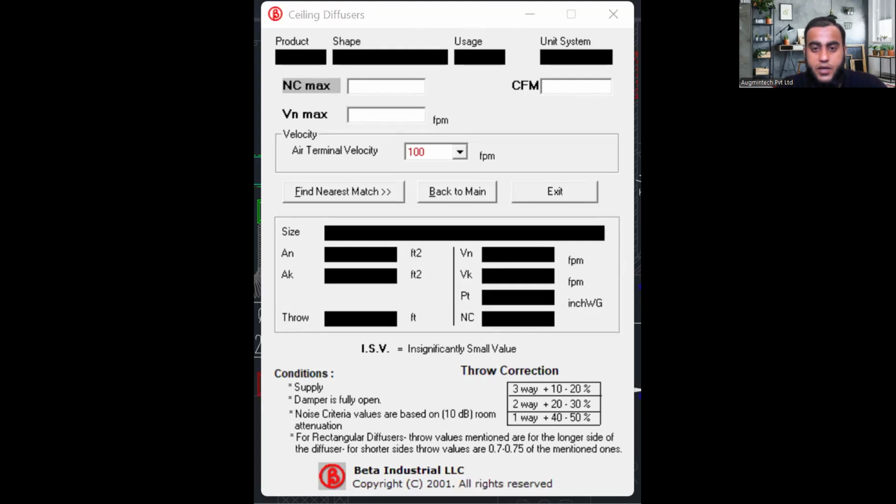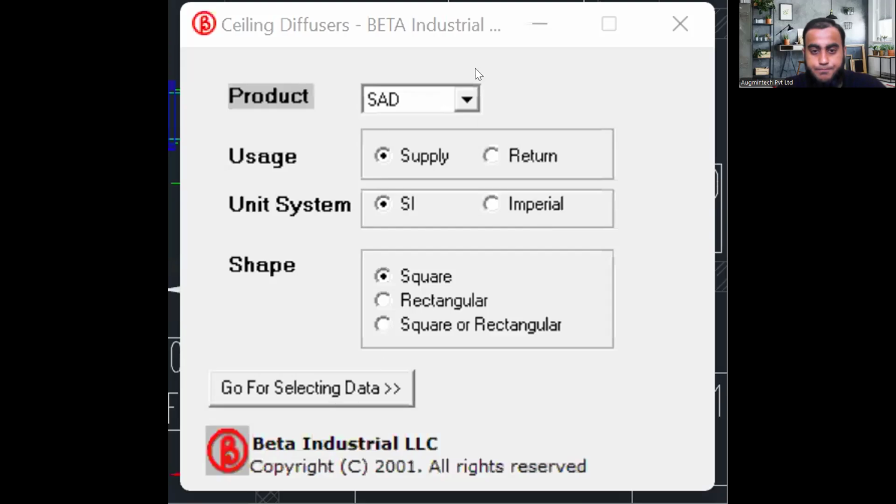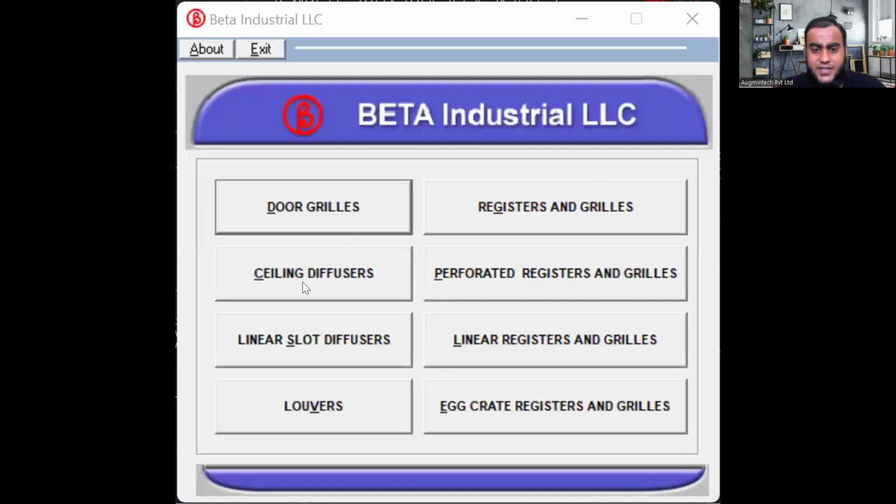Simply what you have to do, see again, I am showing what you have to do in this software. Just go back from here, back to main. When you open the software now, they will ask you this type of information. When you select the supplier, ceiling diffuser, or whatever, they will ask you to enter some input data. Okay. See, with the help of this beta software, you can also do the door grill sizing, ceiling diffuser sizing, even linear slot diffuser. Okay. So we are talking about ceiling diffuser. Select that ceiling diffuser value.